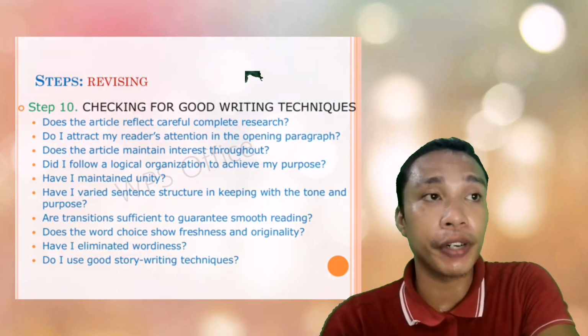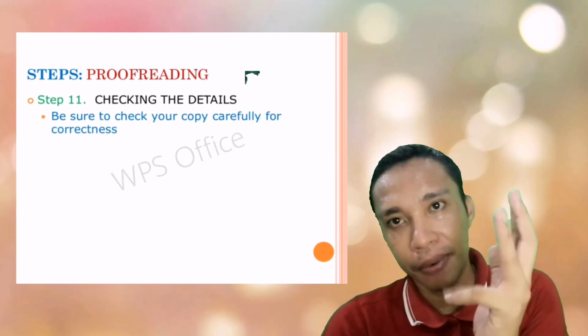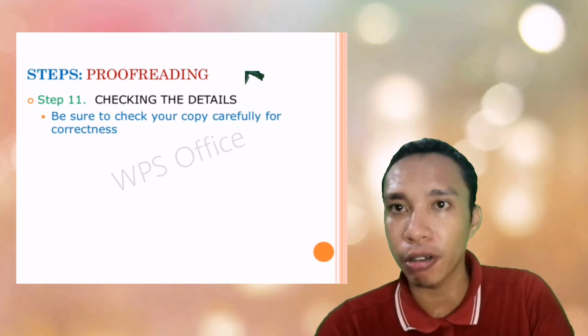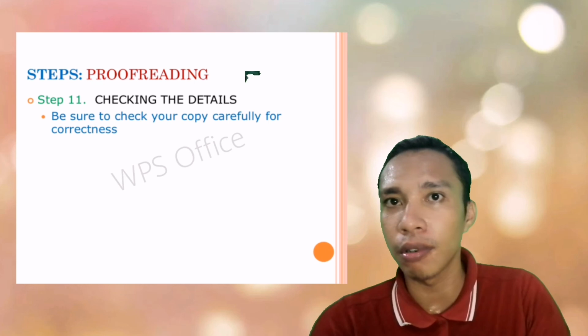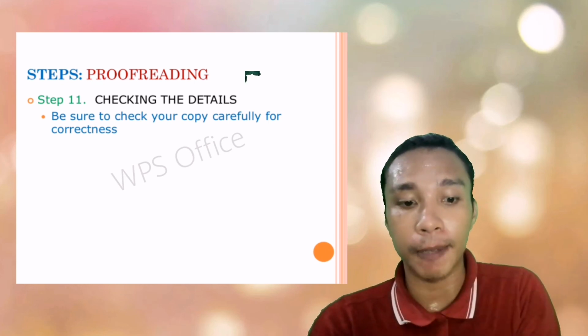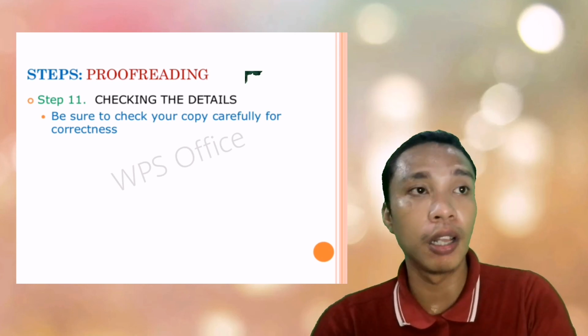And finally, we have the proofreading. Now, when I say proofreading, you check on the grammar, the spelling, the spacing, the quotations, pretty much all of that. This is what you do on the proofreading part. So after revising, you proofread it. Make sure that the indentation, the spelling, the quotations, and everything are all correct. And that actually ends our discussion for feature writing.